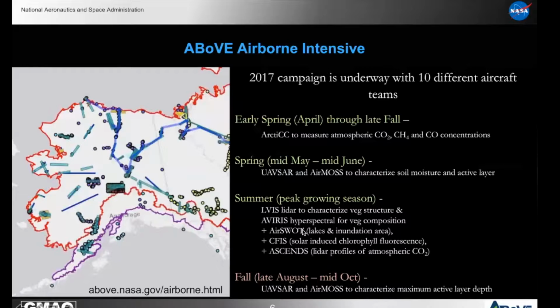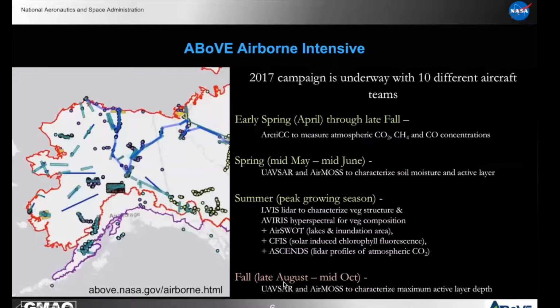The peak growing season, and primarily this went on from mid-June to, in fact, last week, where we had almost 5 different aircraft teams in the region domain taking measurements to characterize vegetation structure, composition, lakes, inundation area, and everything. And now ASCENDS, which is on the DC-8, even as we speak today, is on its way from California up to Fairbanks. It will be taking LiDAR profiles of atmospheric CO2.